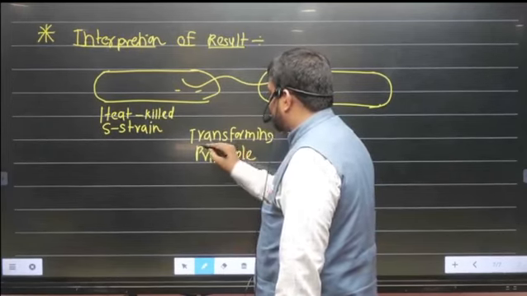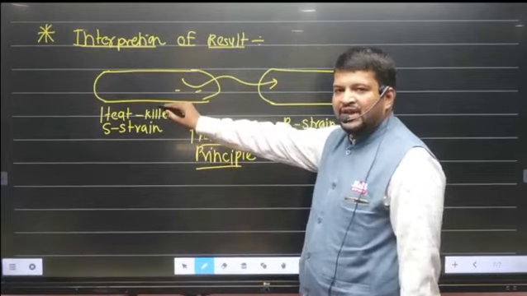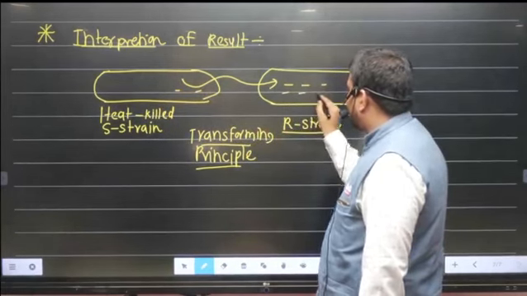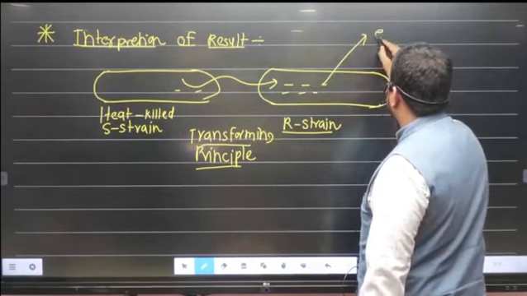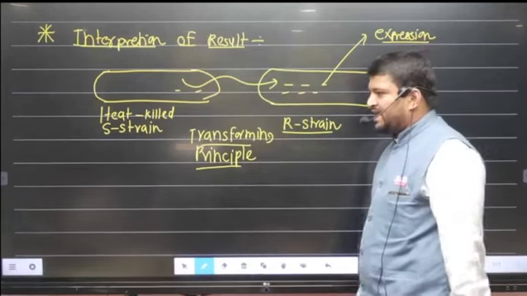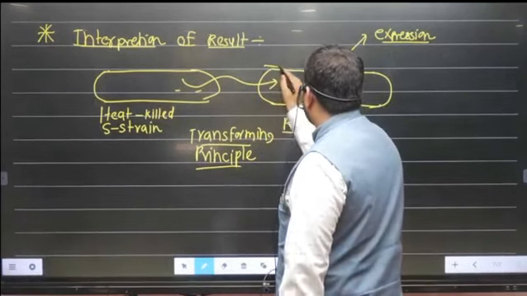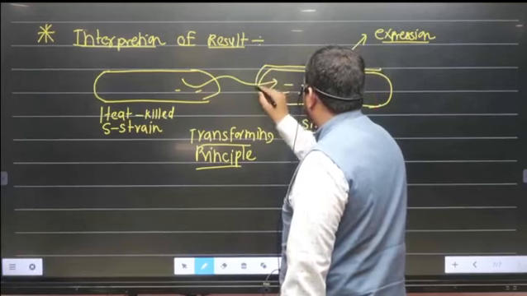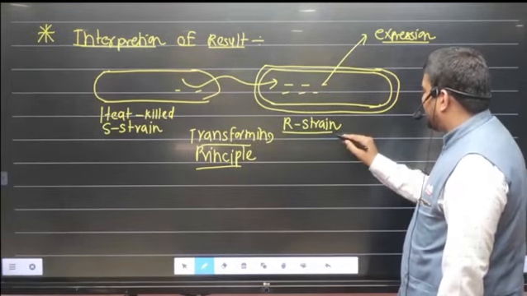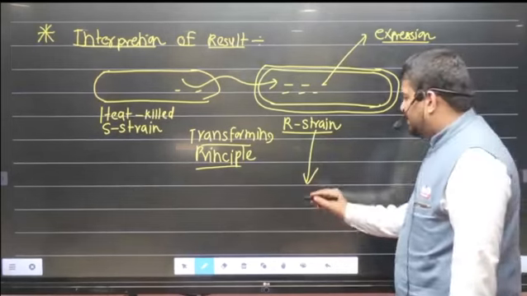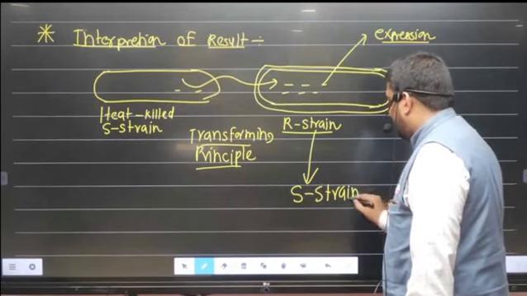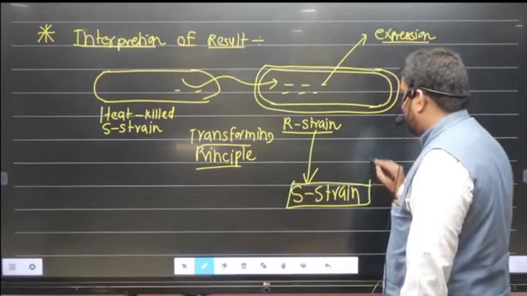Now the transforming principle is transferred from the heat killed S strain into the R strain, and the expression of this transforming principle takes place, and due to the expression of the transforming principle, a layer of polysaccharide is synthesized around the cell wall, and therefore the R strain is changed into the S strain.